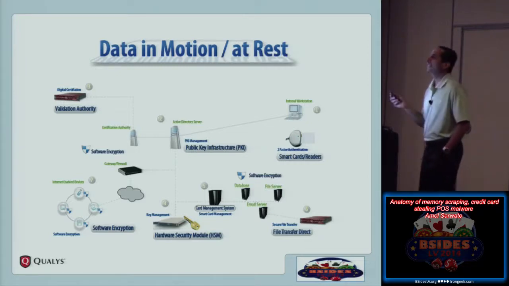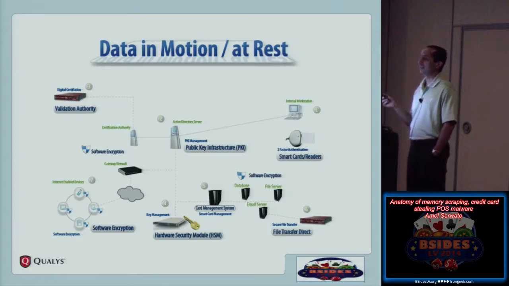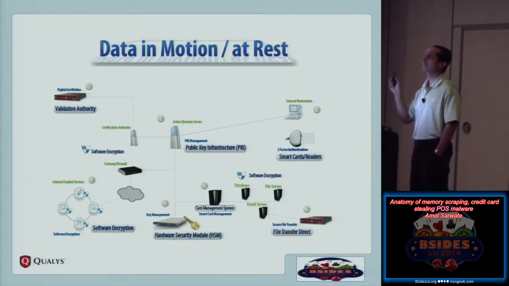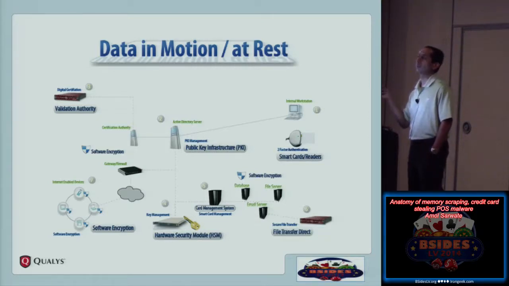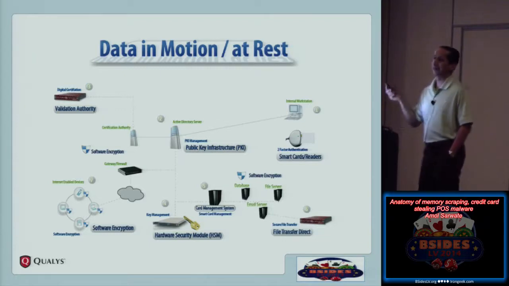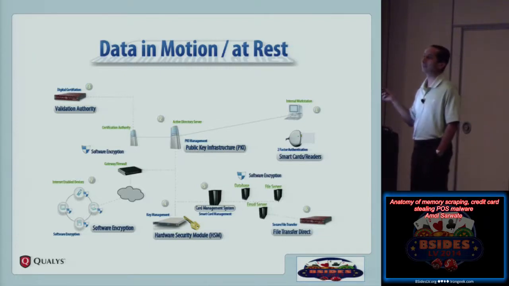But where the data is unencrypted is in the process's memory. So when you swipe a card, there is some amount of time when that unencrypted data is present in the point of sale process's memory. And that's the key. That is where a lot of the POS malware, or so-called RAM scrapers or RAM scraping malware, scrape the data from this other process's memory.